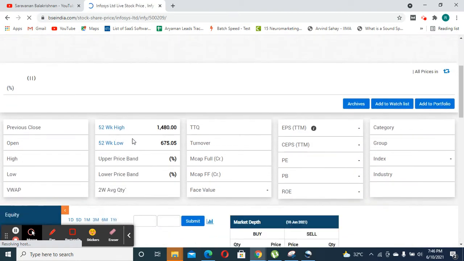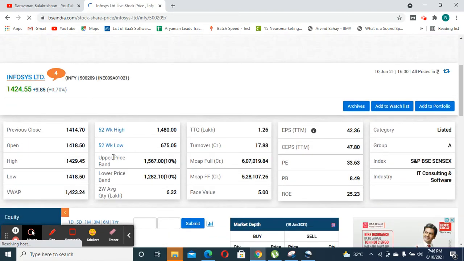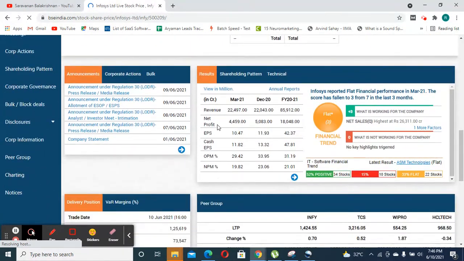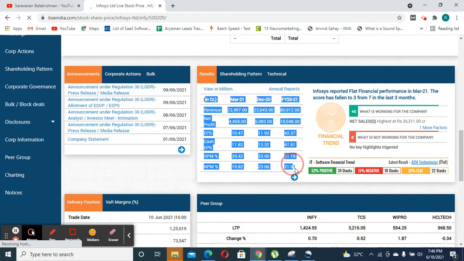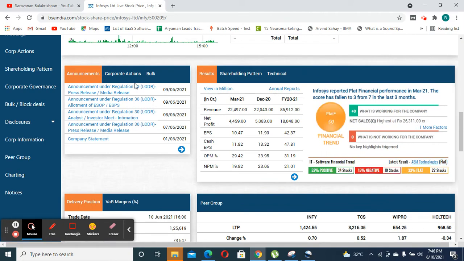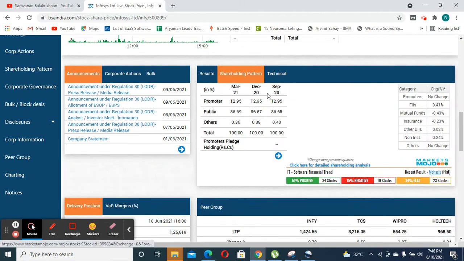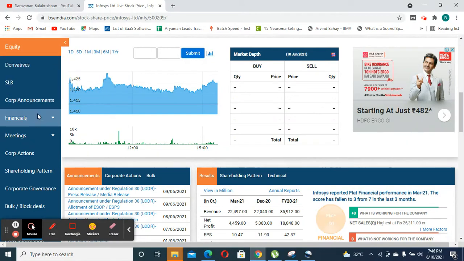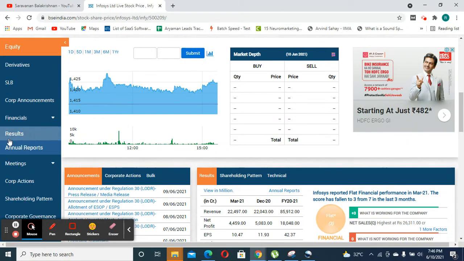There you can actually find the 52-week low price and high price, as well as, if you scroll down, you can find the revenue that they have made in the last quarter before, and you can access their annual reports. You can find the latest announcements filed by the company, the shareholding pattern, as well as other necessary details that will help you. And here again, you can find the financials like the quarterly results and the annual report.